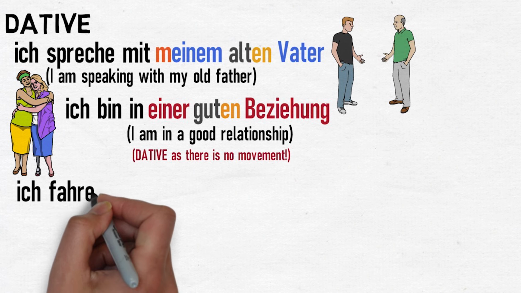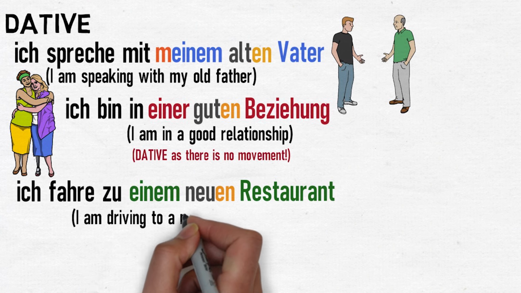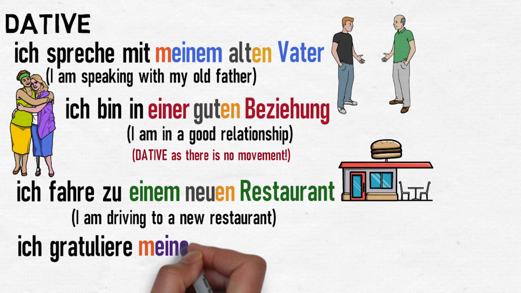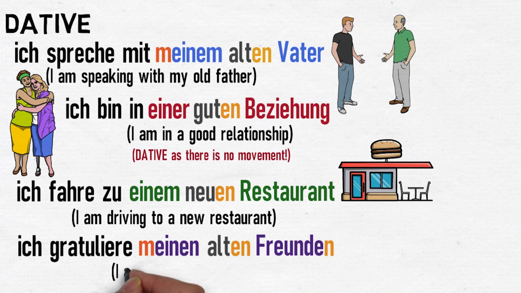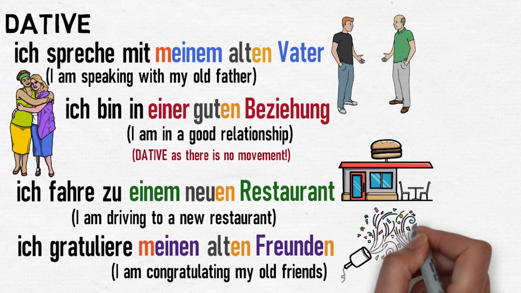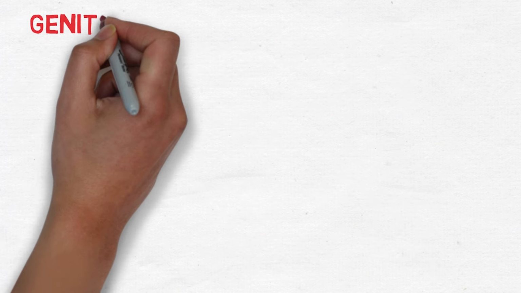Ich fahre zu einem neuen Restaurant. I am driving to a new restaurant. Ich gratuliere meinen alten Freunden. I am congratulating my old friends. Remembering that gratulieren is a verb which triggers the dative case, and that Freunde gets an N because it's a dative plural. Finally, some genitive examples.